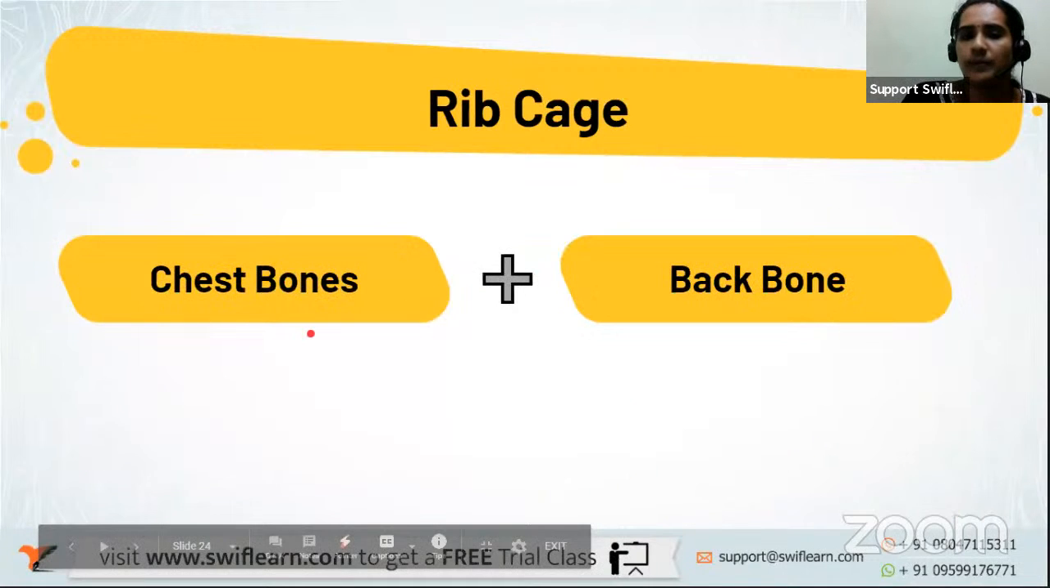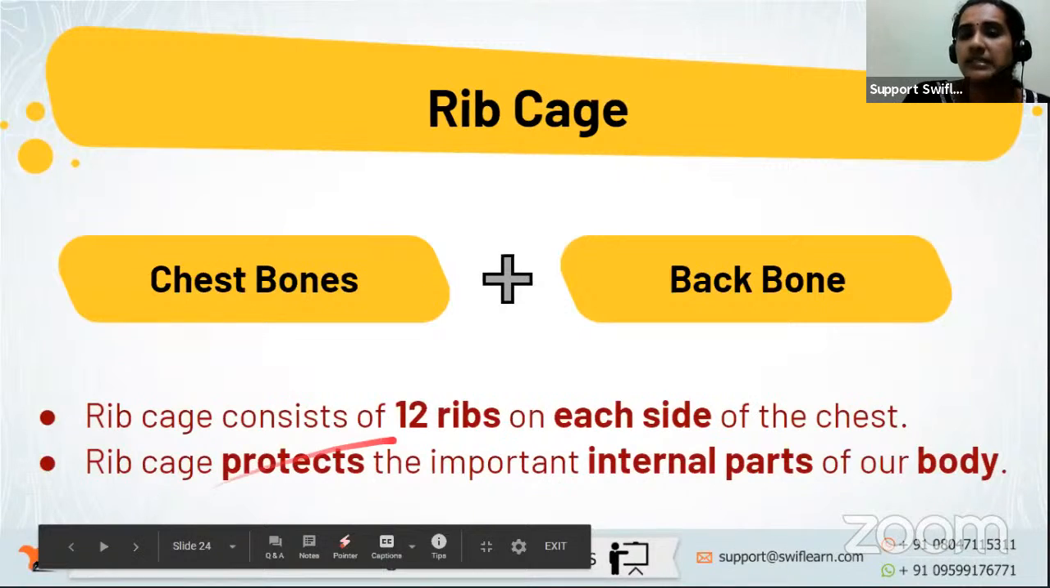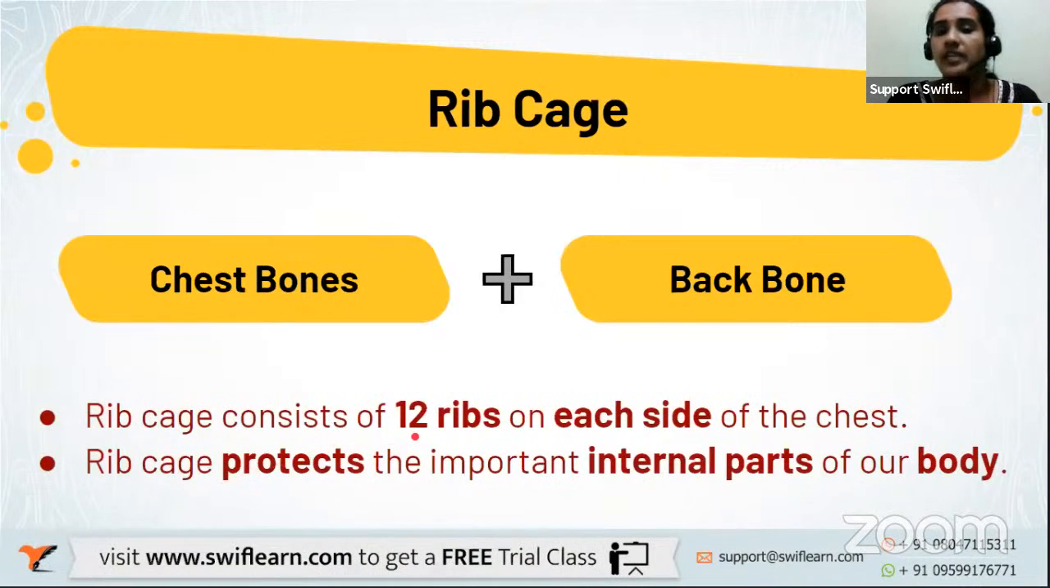Now, chest bone plus backbone. So, rib cage consists of 12 ribs. How many ribs on each side? So, right and left side is there. This side it is 12. This side this is 12. Okay. So rib cage consists of 12 ribs on each side of the chest. 12, 12. So total 24 is there. So 12 ribs in each side of the chest.